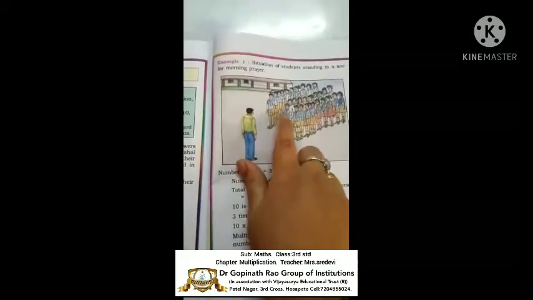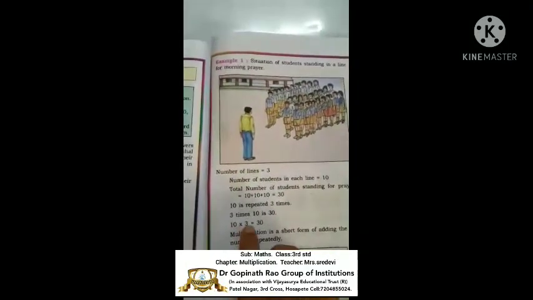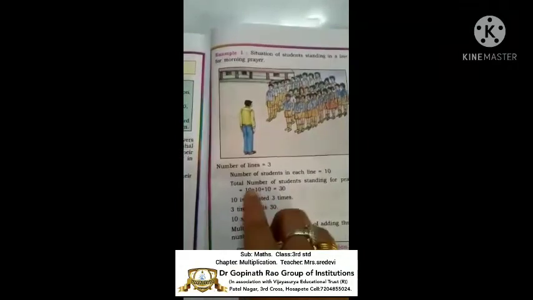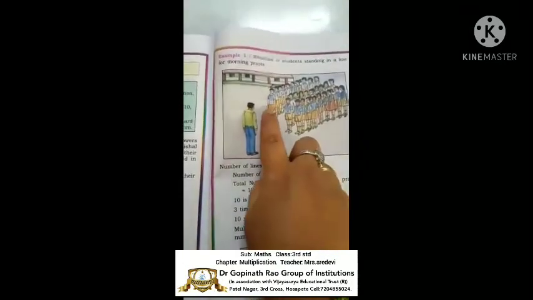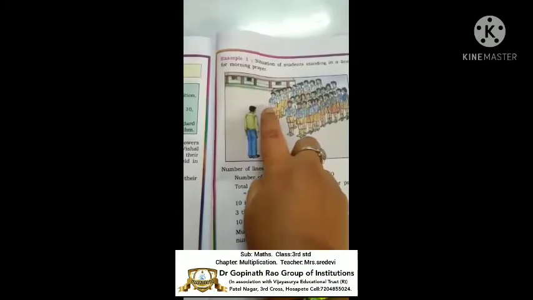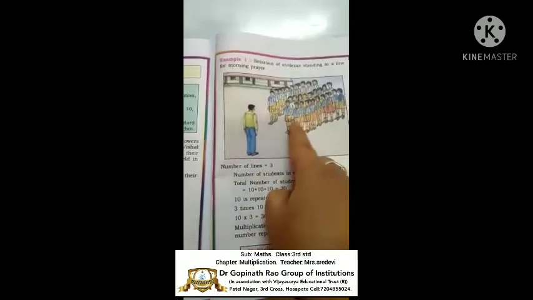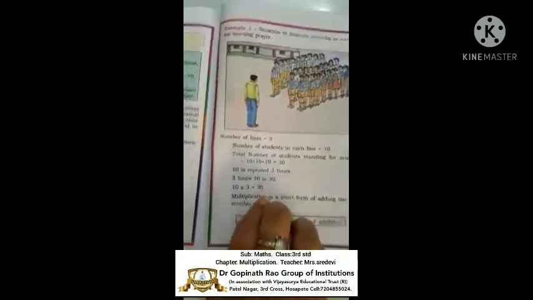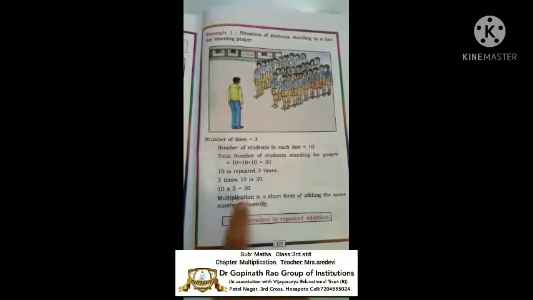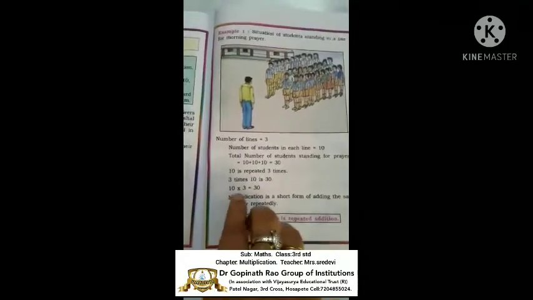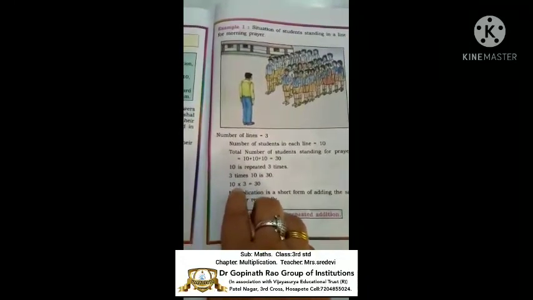See, 1 time, 2 times, 3 times. So 10 multiplied by 3 is nothing but 30. 10 is added 3 times. 10 ones are 10, 10 twos are 20, 10 threes are 30. See children, are you understanding, children? Multiplication is a short form of adding the same number repeatedly. So what is the symbol of multiplication? See, this is a cross mark.